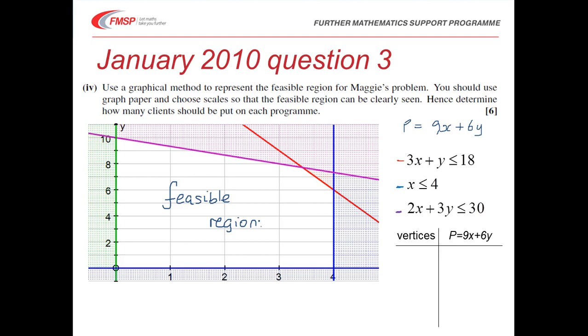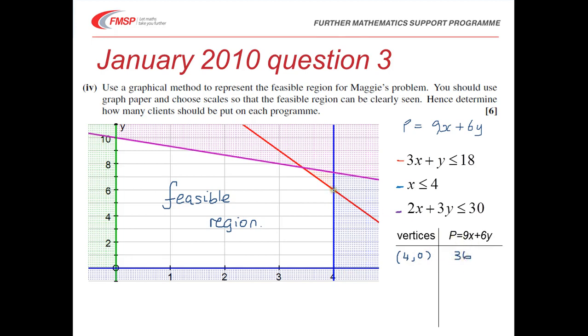So you could use a profit line. You could draw a line representing 9x plus 6y and move it out and see which point seemed to give you the maximum. Or else we could do a tour of the vertices. So I'm going to do a tour of the vertices. I'm going to start with the vertex 4, 0 here. So when x is 4 and y is 0, then our value is going to be 36.